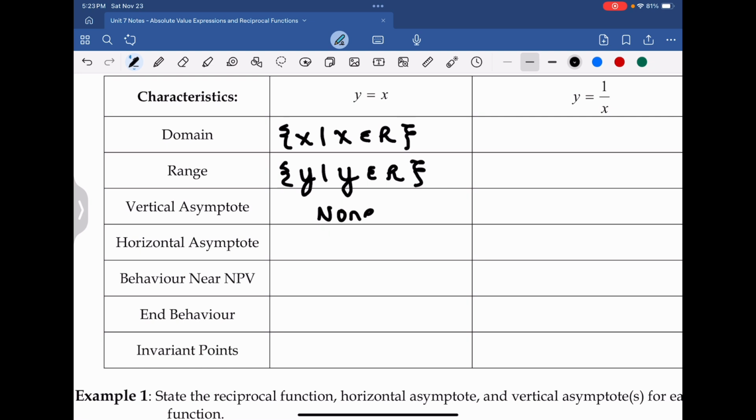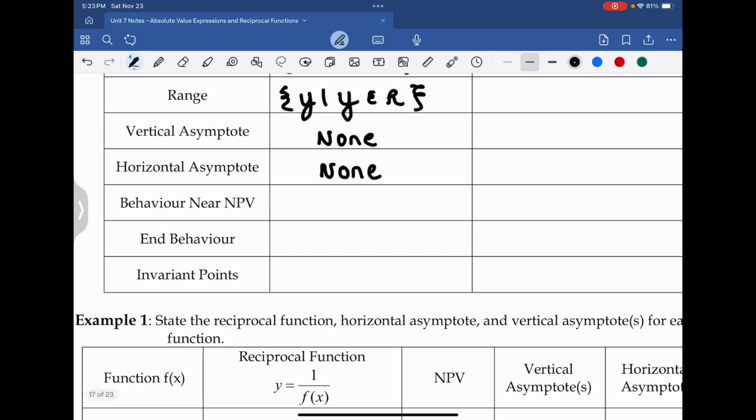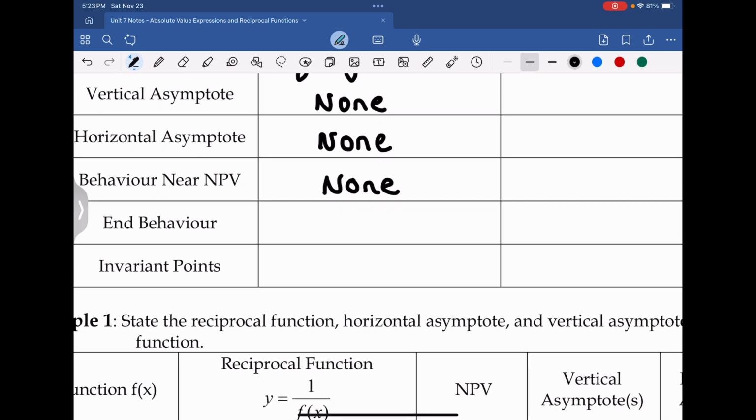Vertical asymptotes, in the first one, there was none because there was no vertical line that defined this graph. When we just had the blue graph, there were no restrictions, and for every y value there was an x value. Same thing with the horizontal asymptote: there is none that defined this, so we're going to put none. What's the end behavior near the NPV? Well, there is no end behavior near the NPV because there is no NPV.